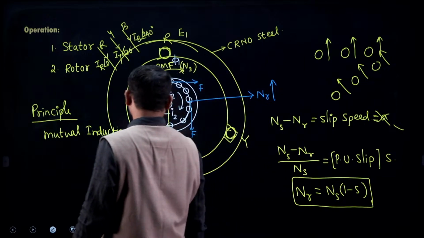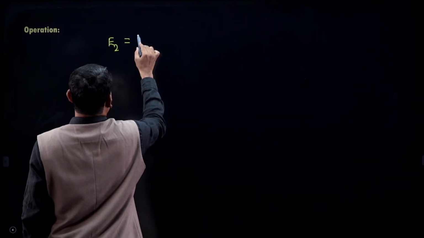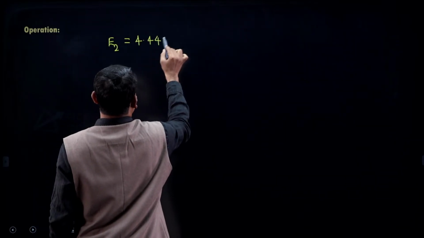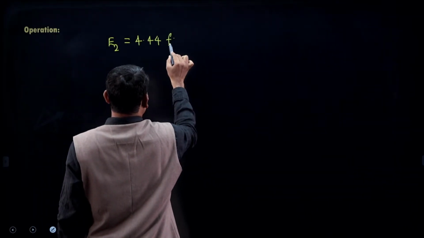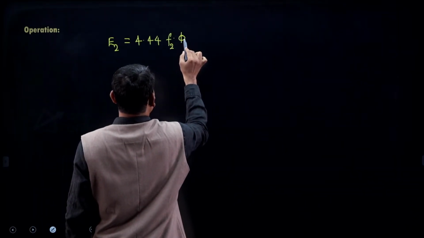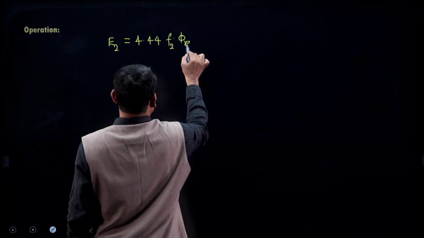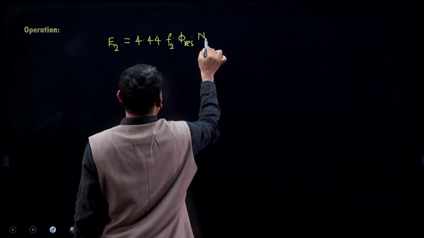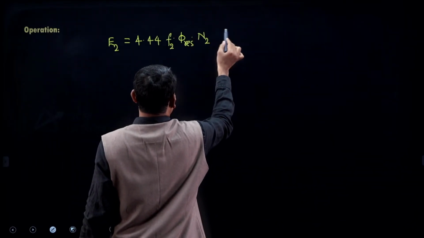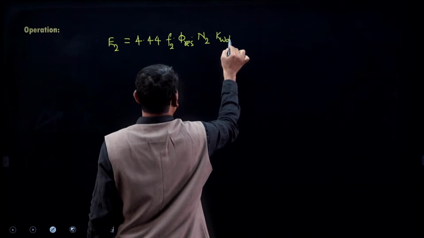Now I wanted to tell you one more point here. I have taken the EMF equation. Let me put the induced EMF on the rotor side: 4.44 into F into, this is rotor frequency, and the resultant flux, and the number of turns on the rotor side N2, some winding factor. It will be like this.